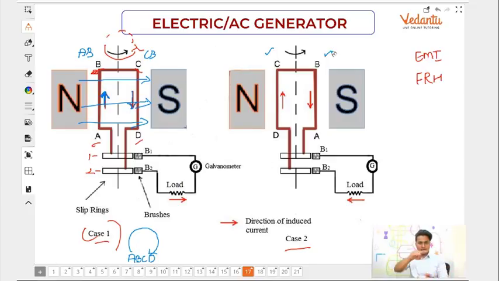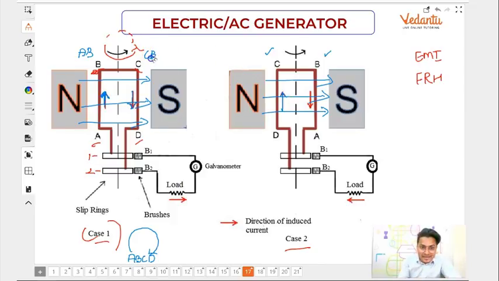Correct? Obviously, ऐसे rotate होता है ना? It's still rotating anti-clockwise. So one time AB goes up, one time CD goes up, one time again AB goes up. Now since CD is going up, the magnetic field is in this direction. By applying Fleming's right hand rule, it's pretty obvious we will get the direction of the current upward.